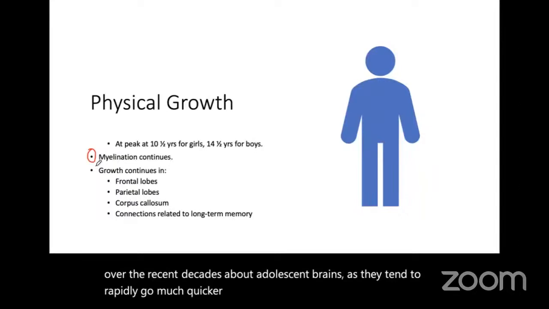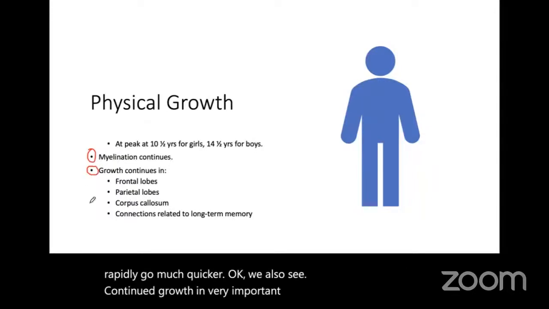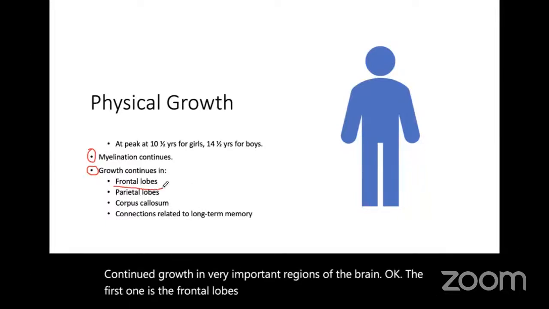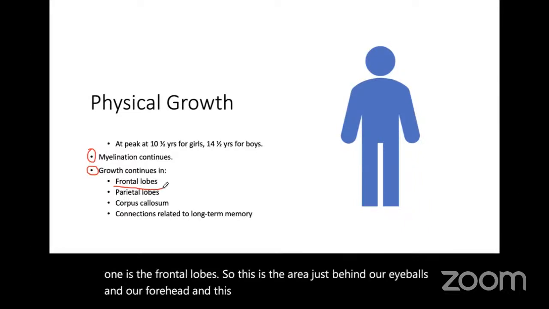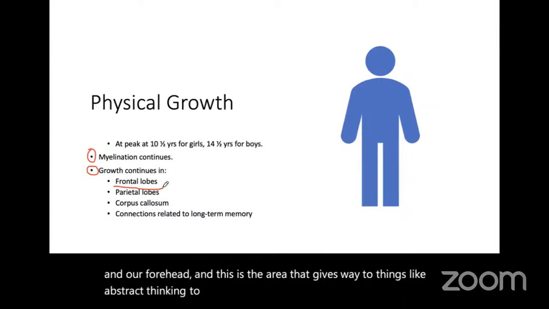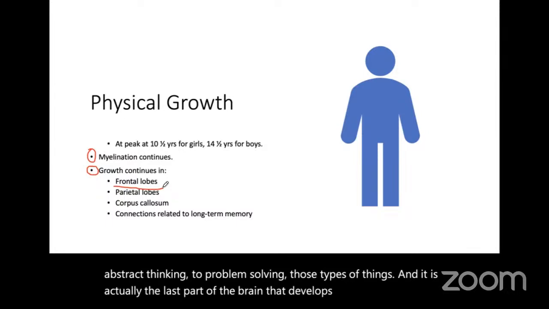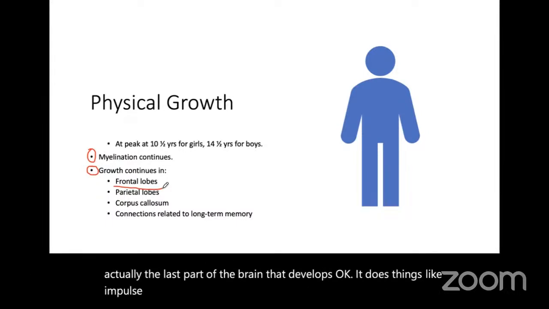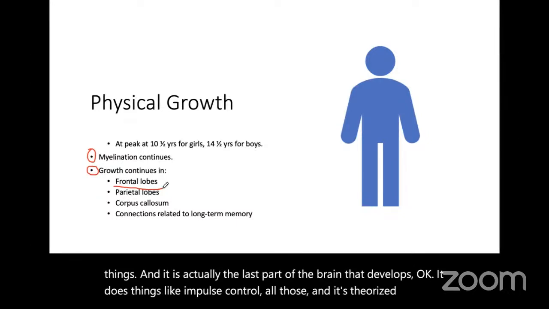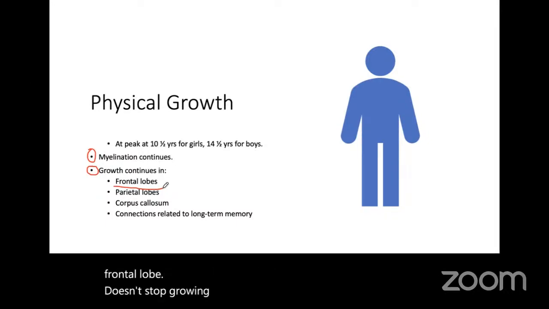Okay. We also see continued growth in very important regions of the brain. The first one is the frontal lobes. So this is the area just behind our eyeballs and our forehead. And this is the area that gives way to things like abstract thinking, to problem solving, those types of things. And it is actually the last part of the brain that develops. Okay. It does things like impulse control. And it's theorized that the frontal lobe doesn't stop growing until around the age of 27 or so.